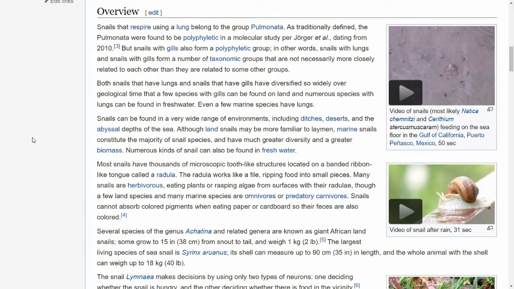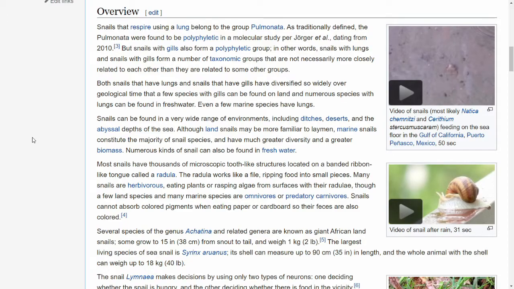Both snails that have lungs and snails that have gills have diversified so widely over geological time that a few species with gills can be found on land, and numerous species with lungs can be found in fresh water. Even a few marine species have lungs. Snails can be found in a very wide range of environments, including ditches. I'm so glad we started with ditches.